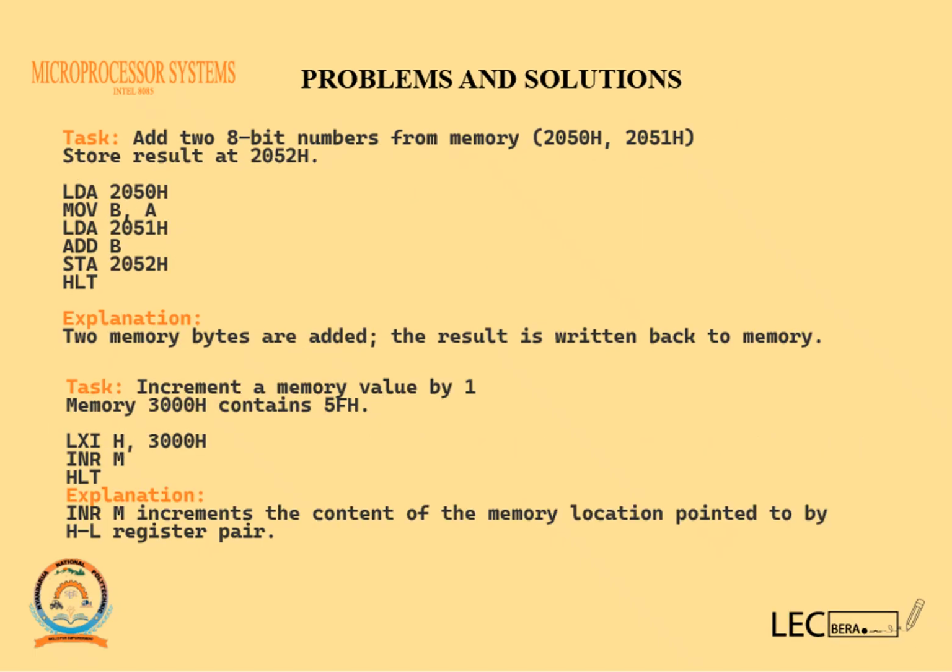So this is another one. If we are supposed to add two 8-bit numbers from memory locations, with one stored in memory location 2050H and another in memory location 2051H, and our final result should be stored in 2052H, we will start by first loading what is inside memory location 2050H to the accumulator, then add what is inside memory location 2051H to the accumulator, and then store the result from our accumulator to memory location 2052H.